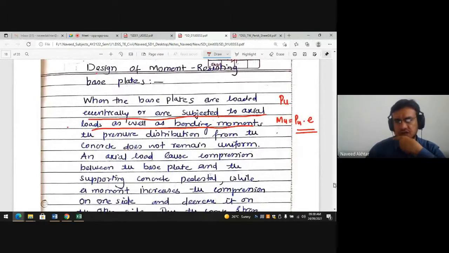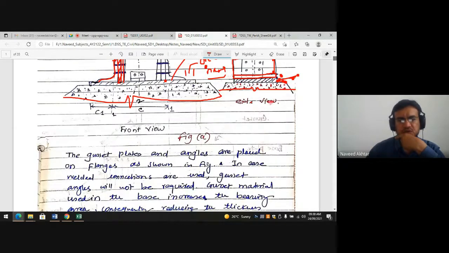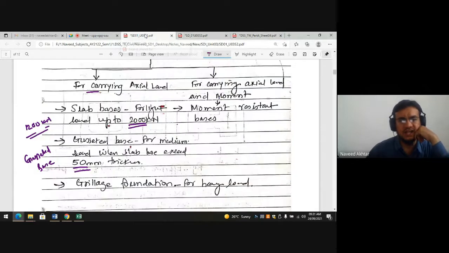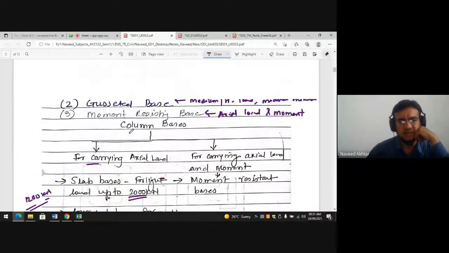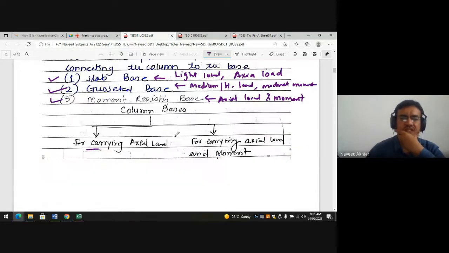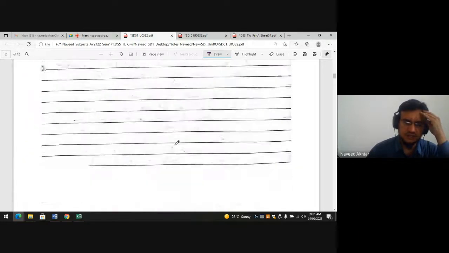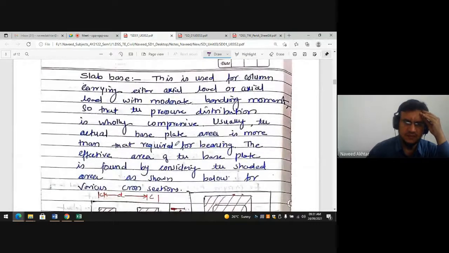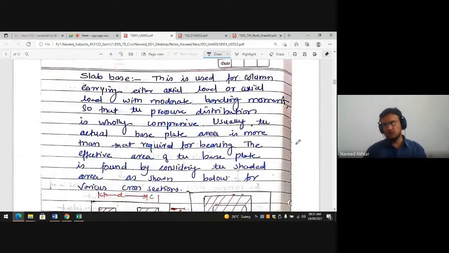So today we have seen three types of bases: gusseted base, slab base, and column with moment, that is, the moment resisting base. These are the three types of column bases we will design in the coming lectures. Now we will see the slab base. In the slab base, we know the load is directly transferred from the column to the base plate.